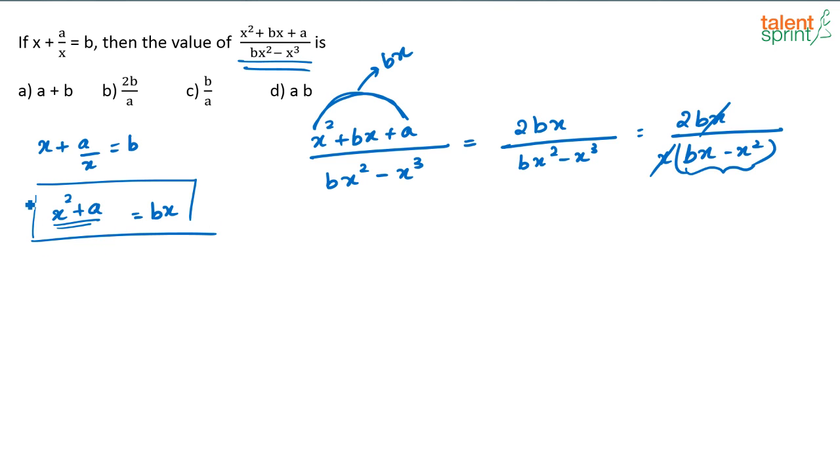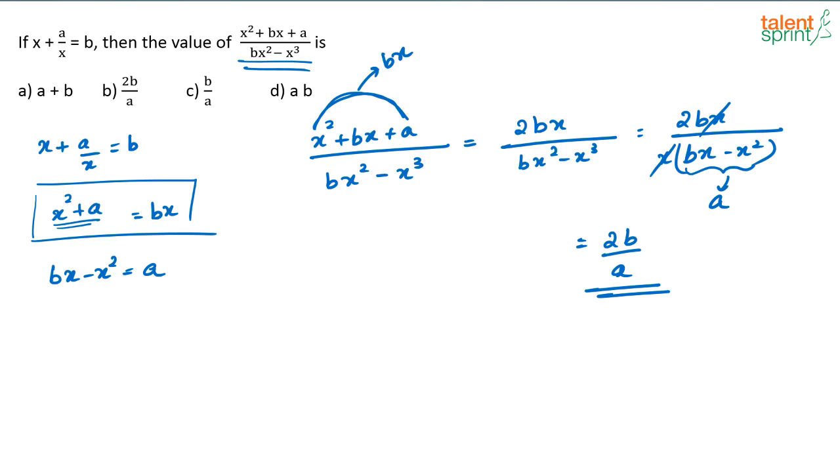Again, take the expression that you have: x squared plus a is equal to bx. What is bx minus x squared? bx minus x squared is nothing but a. So put a here. What will you get the answer as? 2b divided by a. That is your answer.